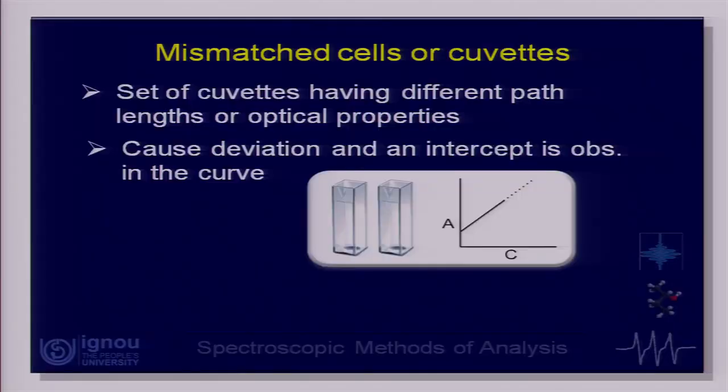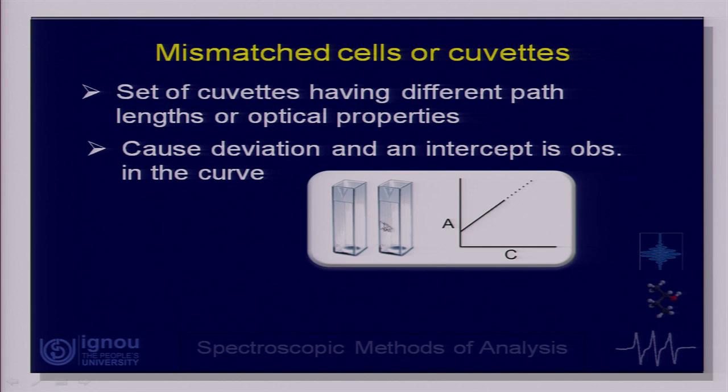But it may so happen that if I am not using a very expensive or very sophisticated set of cuvettes, the two cuvettes have slightly different path lengths. Say one has a path length of 1 centimeter, the other may have a path length of say 1.001 centimeter. Even that slight difference is going to lead to deviations. So, in such cases we have to ensure that we are using matched cells.